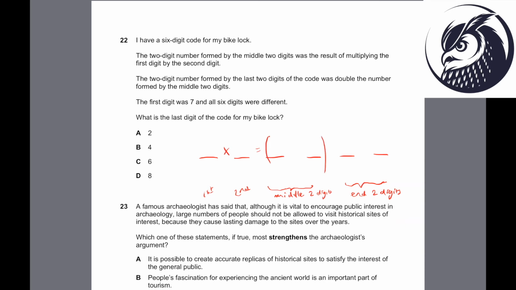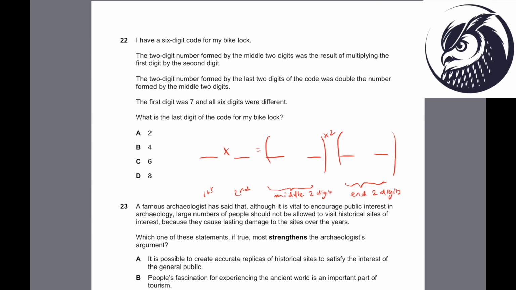And then we know that the 2-digit number formed by the last 2 digits of the code, so over here, it's double the number formed by the middle 2 digits. So whatever this number is here in the middle, if we multiply by 2, it should equal the last 2 digits, okay? So just keep that in the back of our mind.